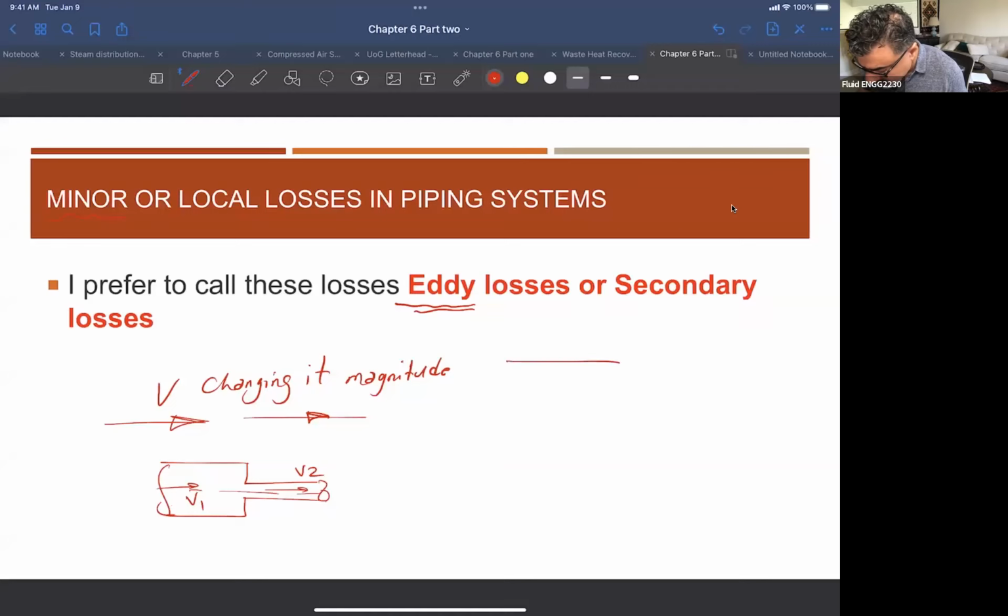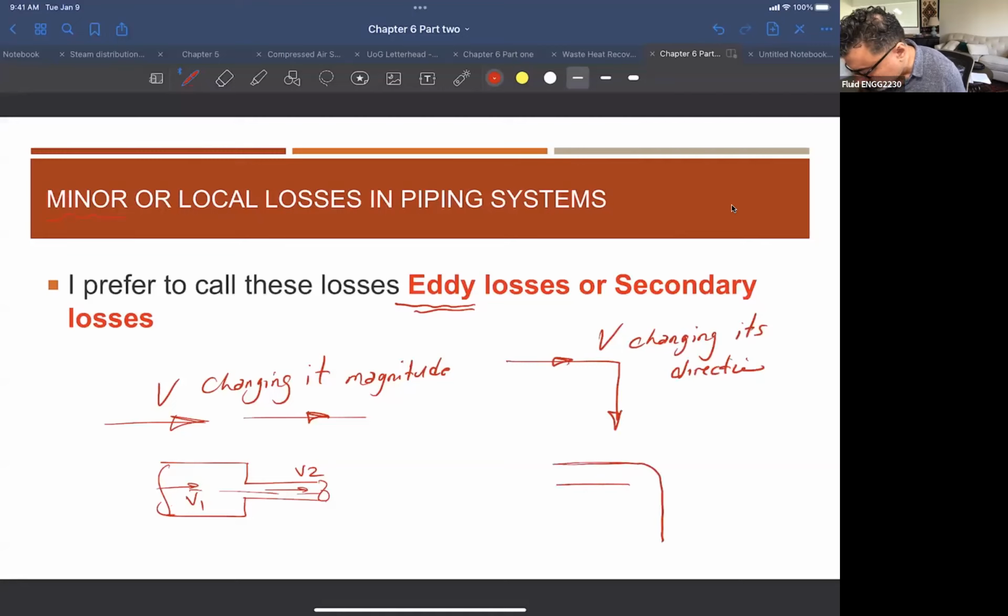Or if the velocity is changing direction, you might have a pipe which is the same diameter, and now the velocity is going like this. The velocity is now changing direction. This velocity here, V1, is equal to V2, right? Because this section and this section are the same diameter. So I consider this the best definition actually of the eddy losses.